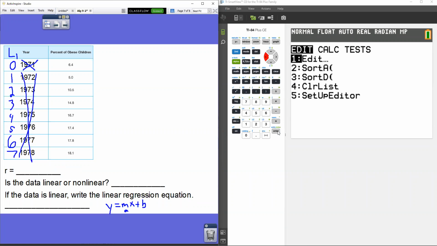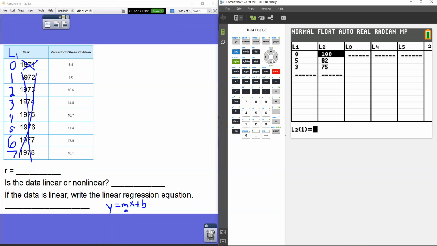All right. So we want to go to our stat and edit. We want to clear out that previous question. So I'm going to type in my years in my L1. So 0, 1, 2, 3, 4, 5, 6, and 7. And then in my L2, I want to type in, oh, these look like percents of obese children. So I'm typing in my percents of my obese children here into my L2.